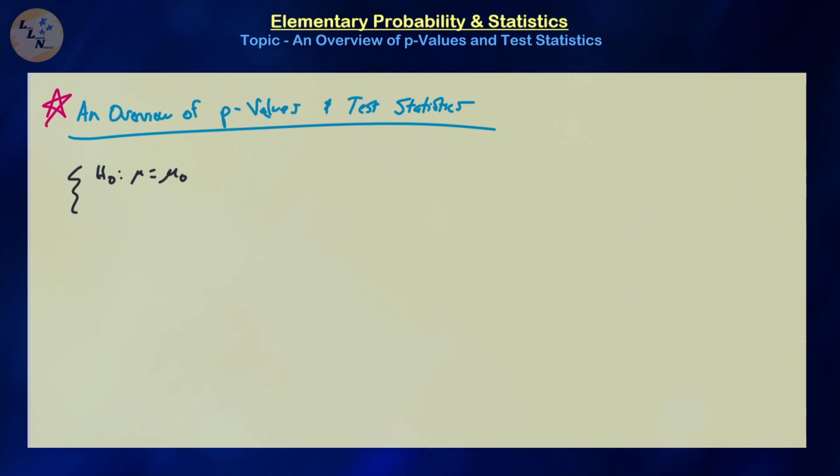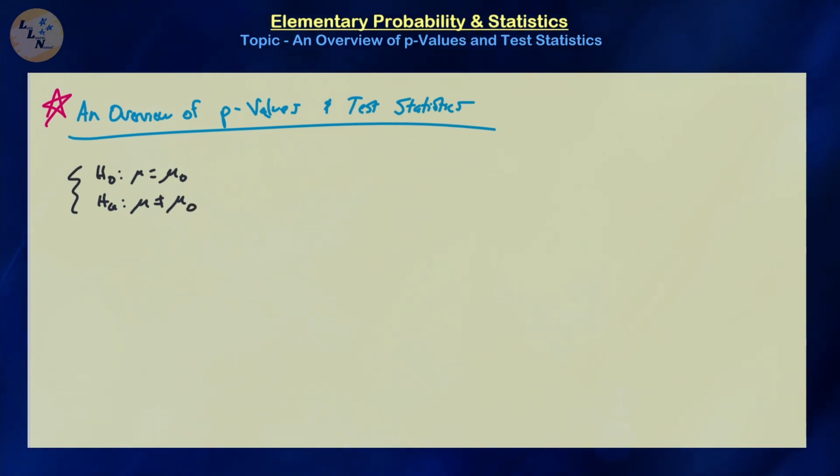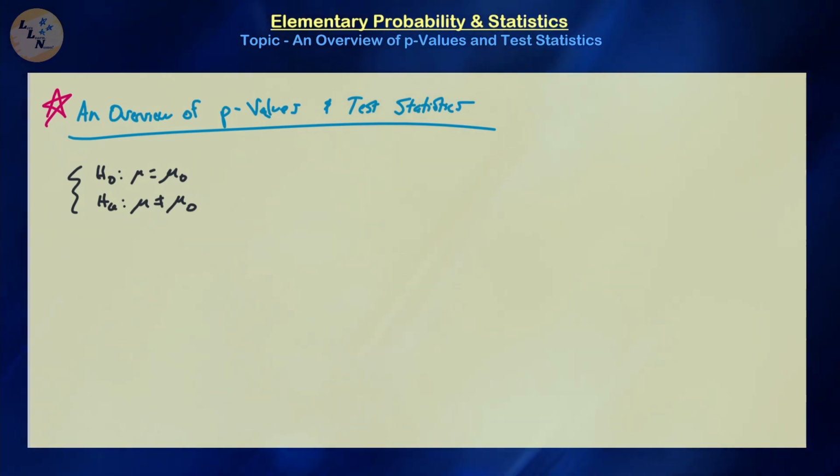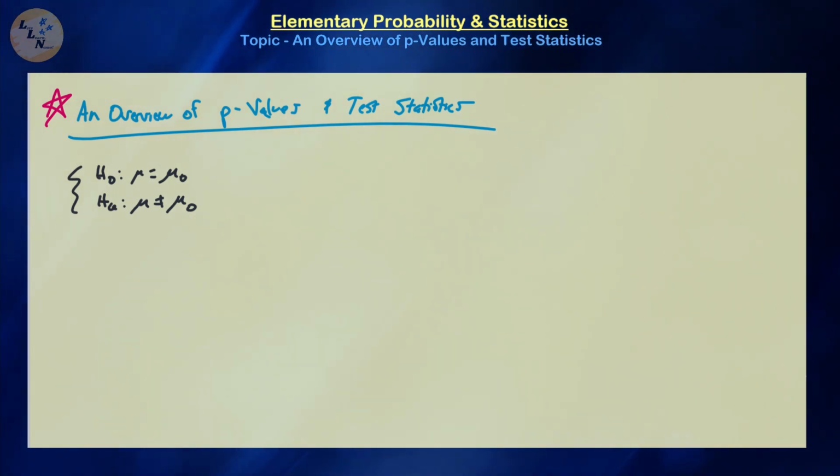Let's call that mu0. So we should know how to test this with a two-sided alternative hypothesis, but when it comes to a one-sided alternative hypothesis, usually the only difference when it comes to p-values and test statistics is just the p-value is half of what the two-tailed p-value would be equal to.